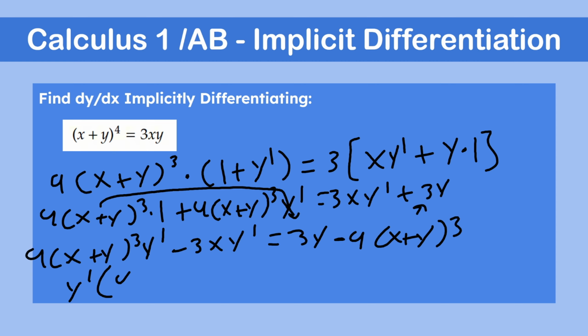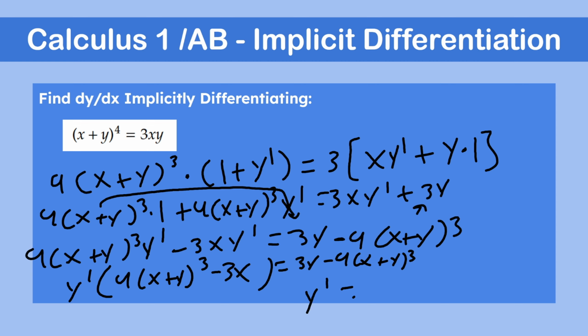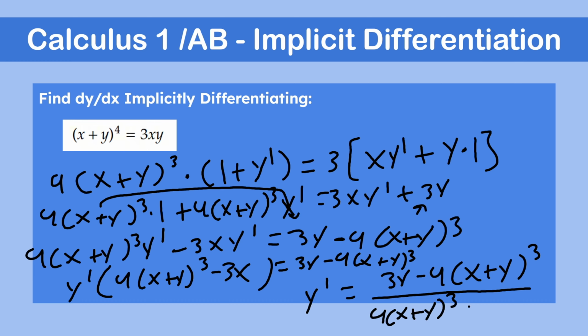We're going to factor everything out from y prime. So we have 4(x plus y)^3 minus 3x is equal to 3y minus 4(x plus y)^3, and we have that our final answer is y prime is equal to 3y minus 4(x plus y)^3 all over 4(x plus y)^3 minus 3x, and that is our final answer.